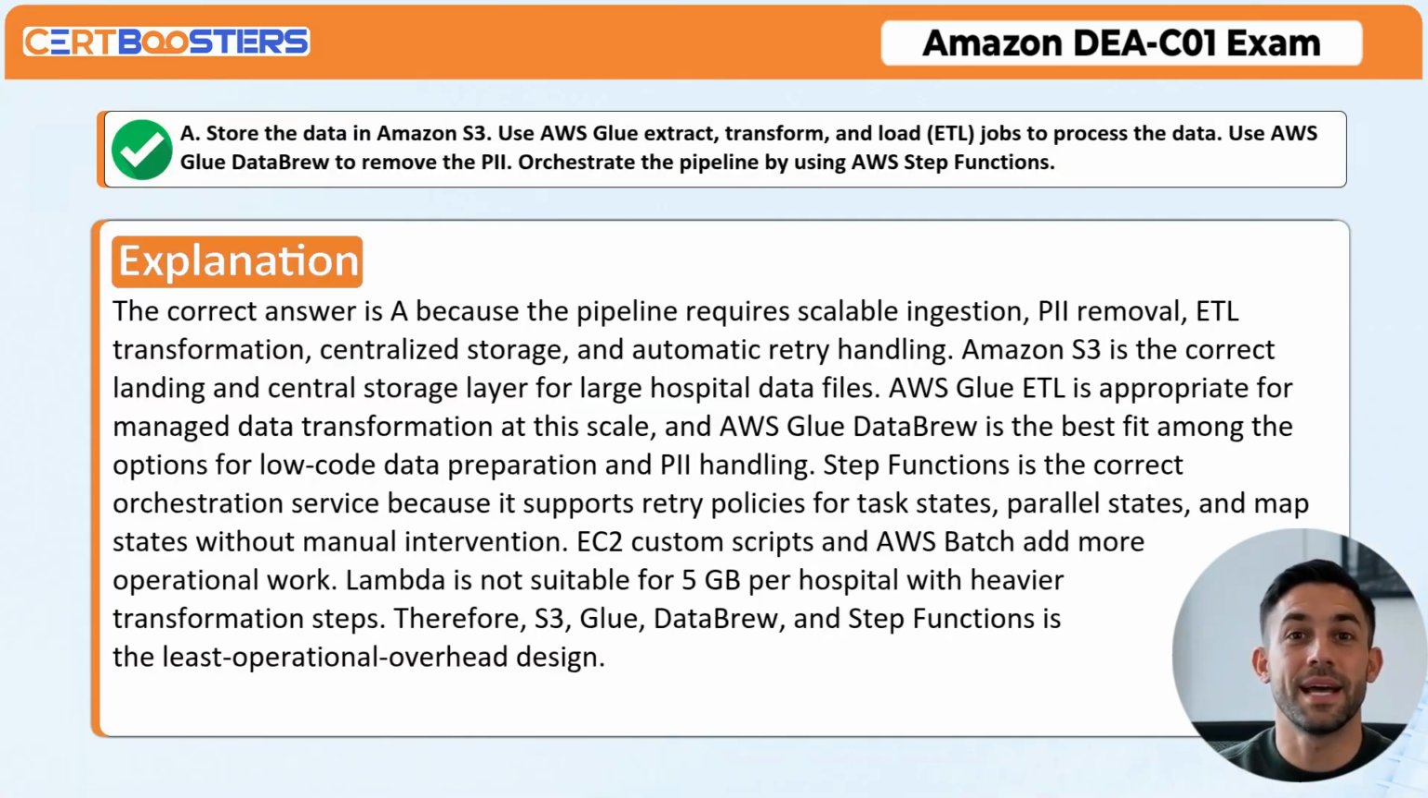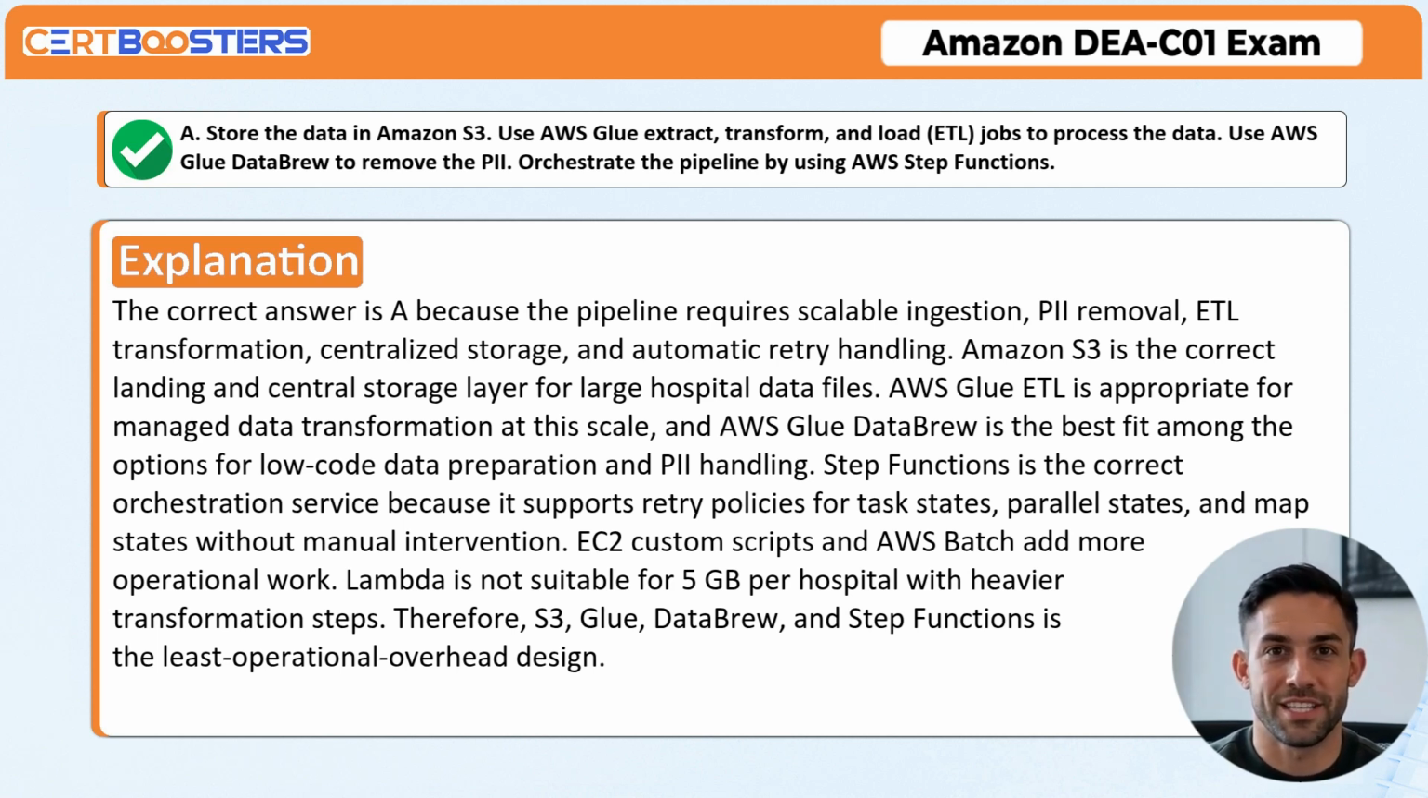Correct answer. A. Store the data in Amazon S3. Use AWS Glue extract, transform, and load, ETL, jobs to process the data. Use AWS Glue DataBrew to remove the PII. Orchestrate the pipeline by using AWS Step Functions.